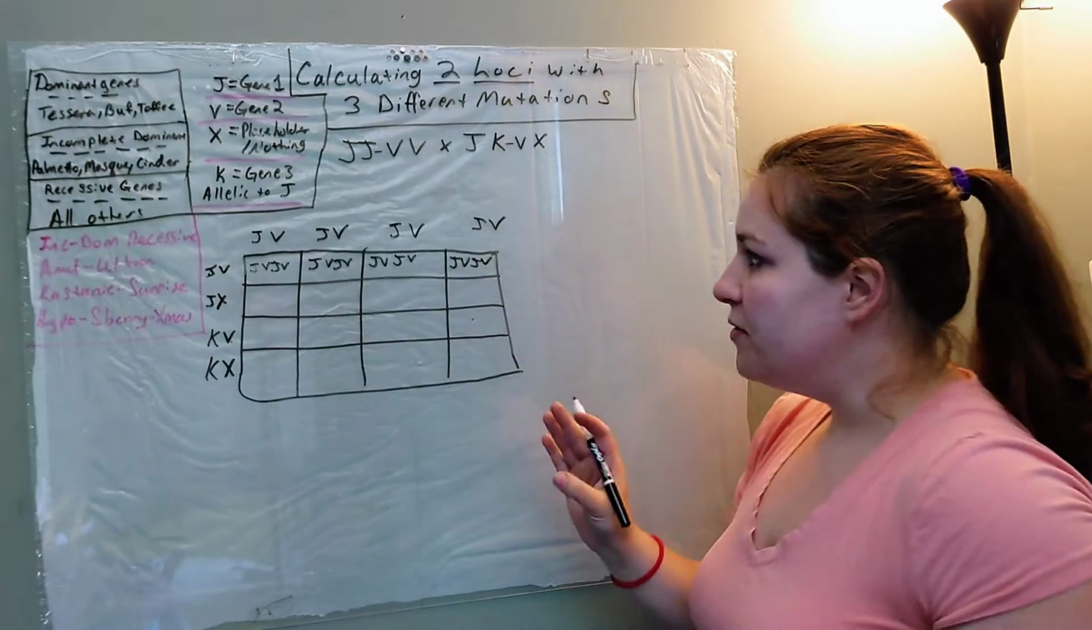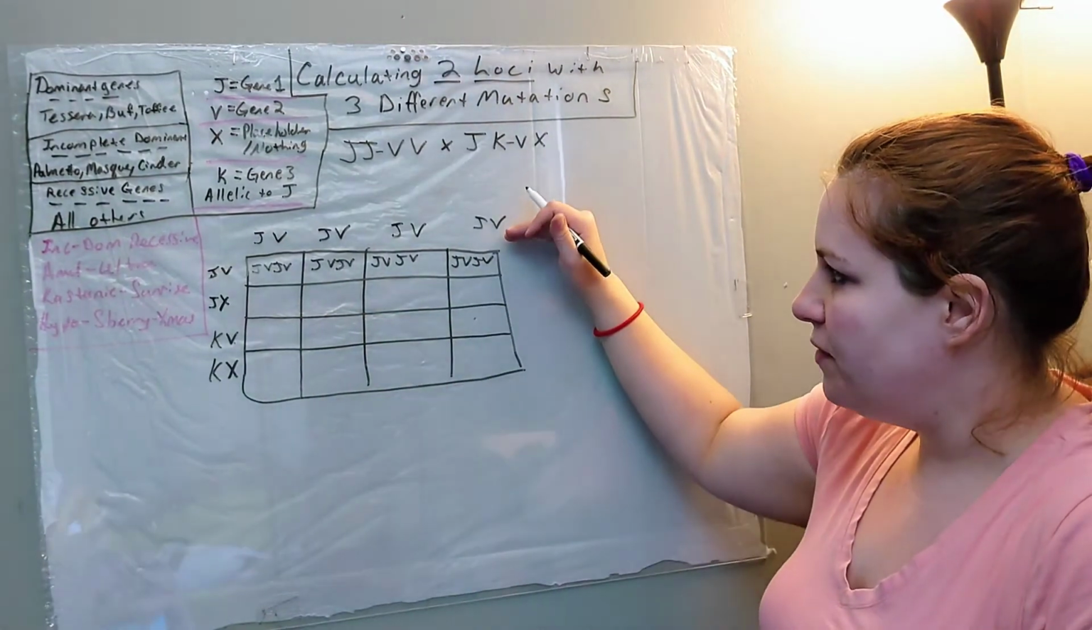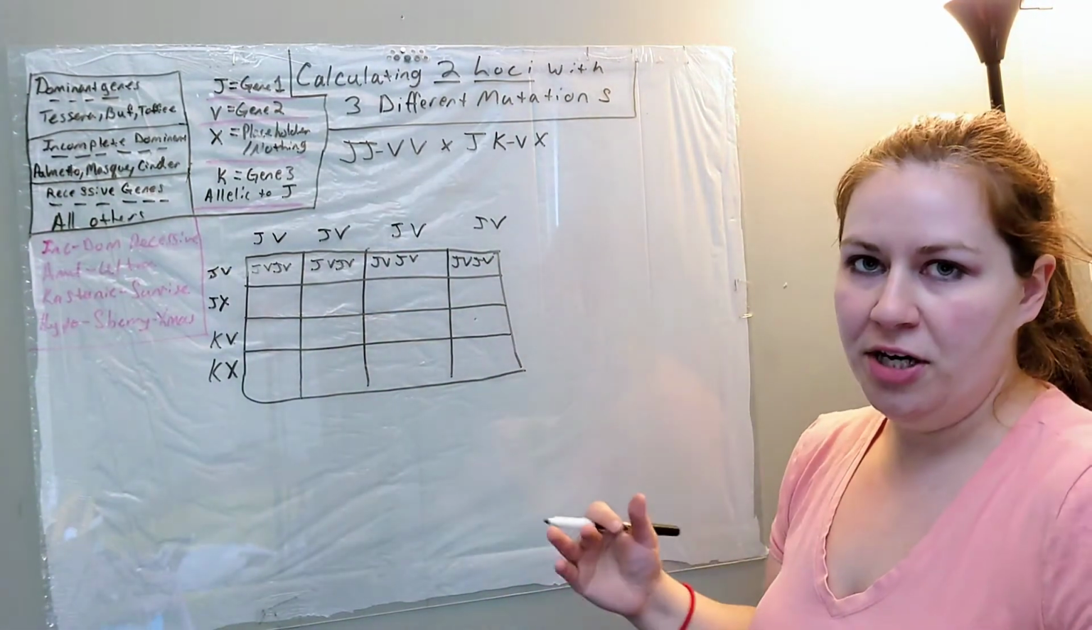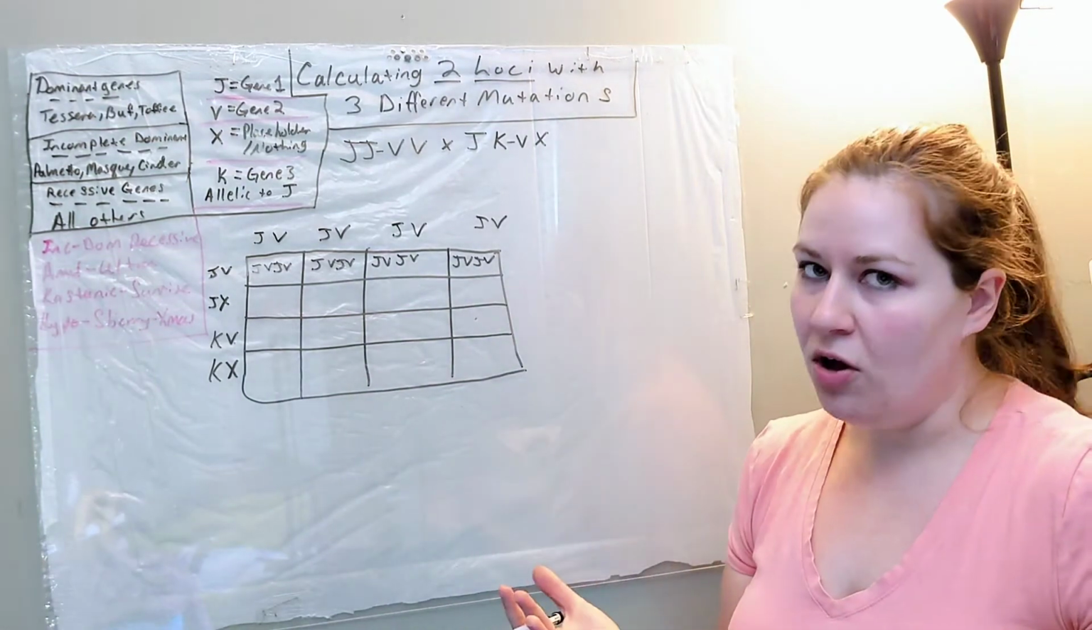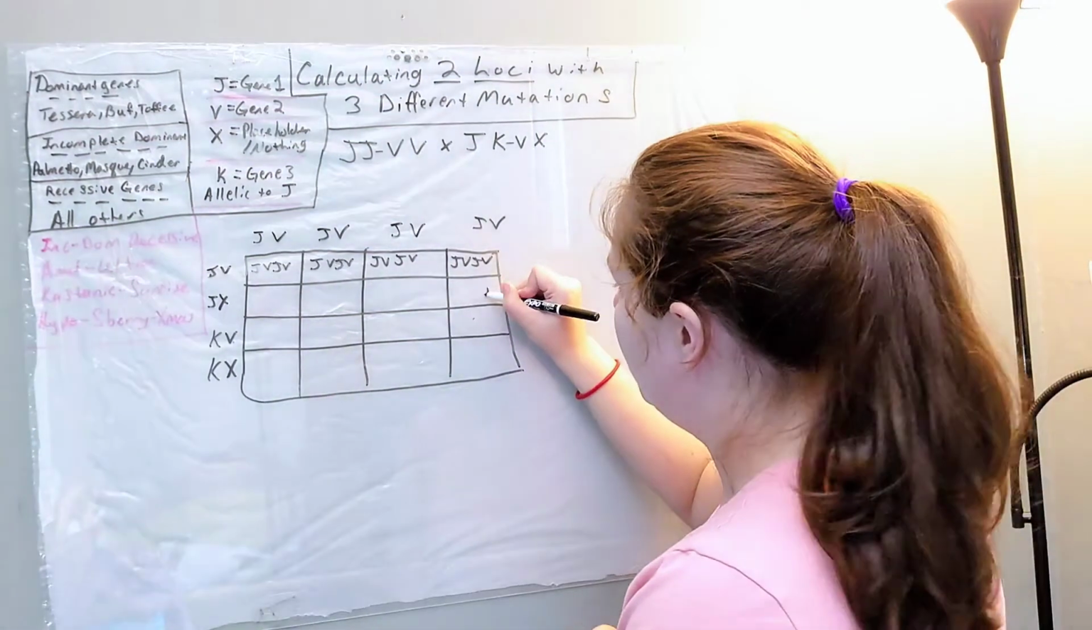JV. Okay, so I went ahead and filled that in, and I'm going to go ahead and fill in all of these JVs downward. Since we already know that the second half of each of these is all going to be JV, I'm going to go ahead and do that as well.